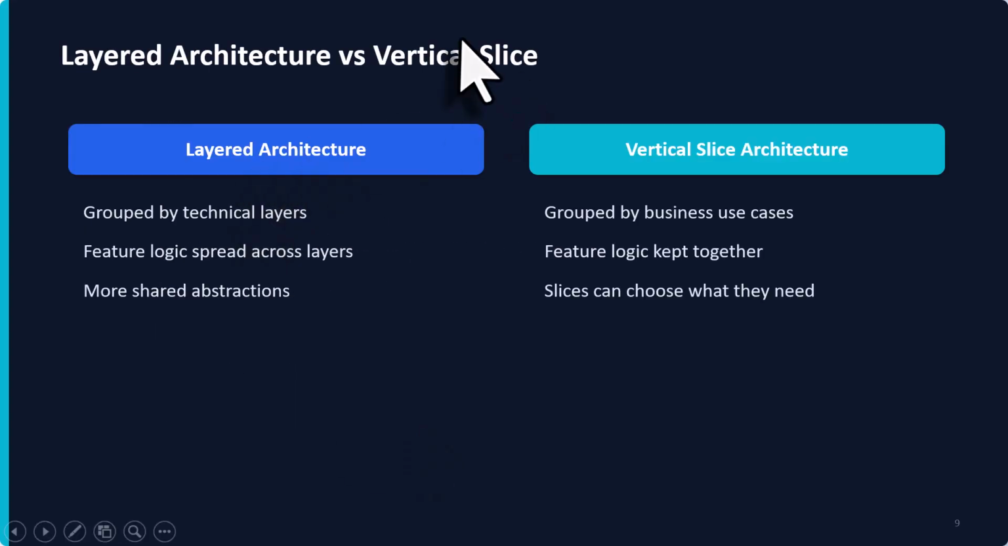Now we are going to discuss the differences between layered architecture and vertical slice. Layered architecture is grouped by technical layers, and vertical slice architecture is grouped by business use cases. We already discussed this. In layered architecture, feature logic is spread across layers with more shared abstractions. In vertical slice, all the feature logic is kept together in the same folder, so it won't spread across, and slices can choose what they need.